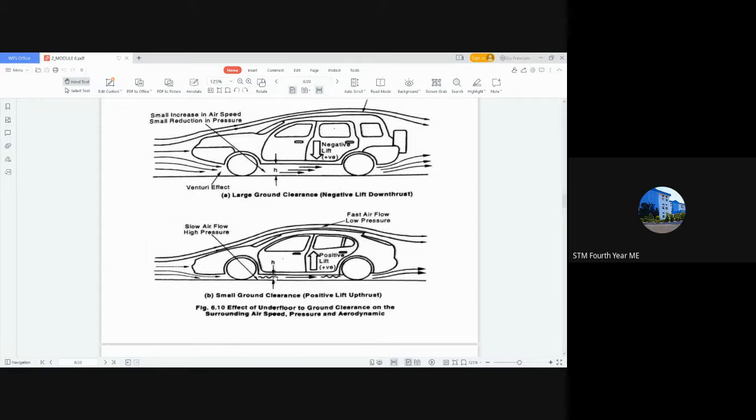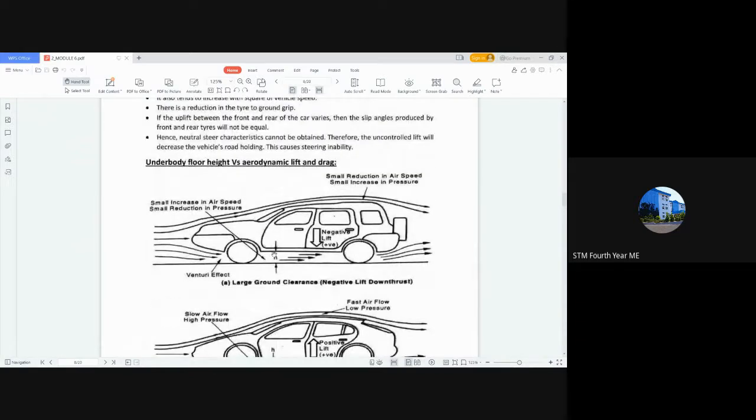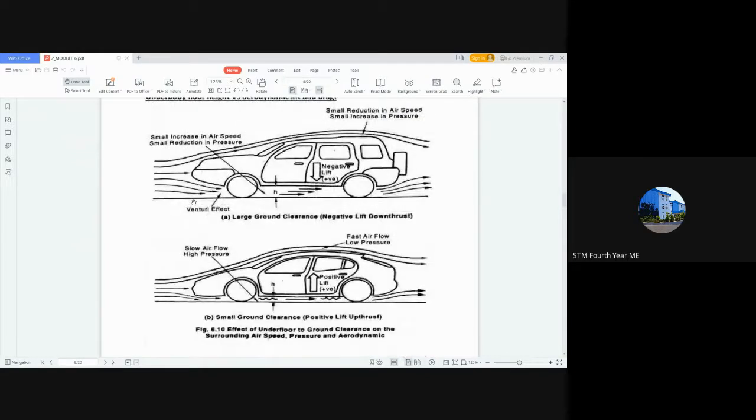And due to the higher pressure there will be a low pressure region created here, and hence there will be a positive lift occurring in a small ground clearance vehicle. While in the case of a large ground clearance vehicle, you can see that the velocity is much lesser when compared to here, and the pressure here will be higher than underneath the car, and it produces negative lift. So that is how the underbody floor height affects the aerodynamic lift of the vehicle.